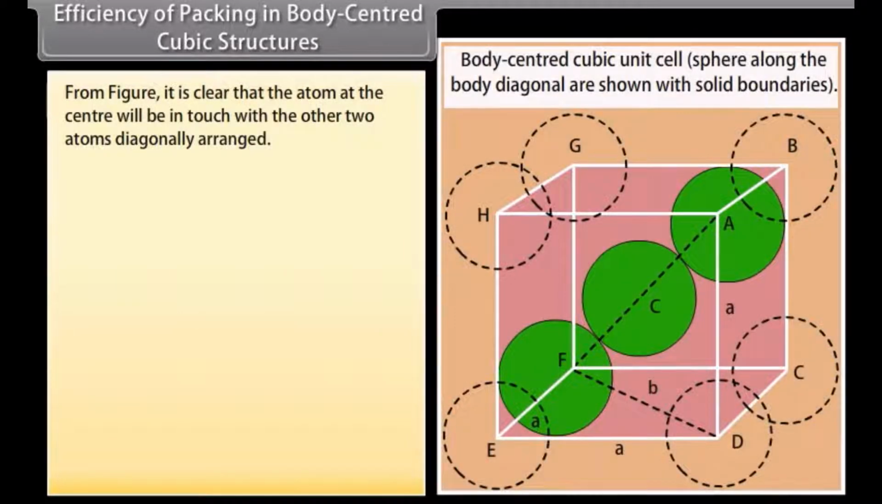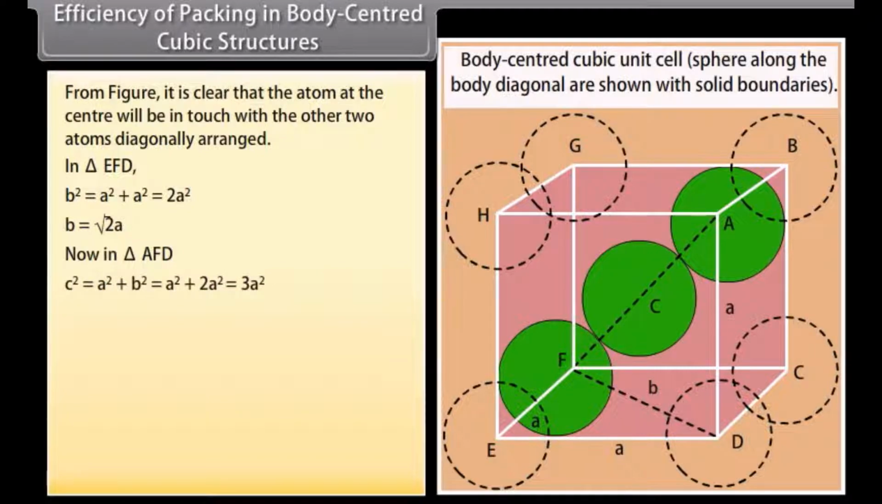Efficiency of packing in body-centered cubic structures. From the figure it is clear that the atom at the center will be in touch with the other two atoms diagonally arranged. In triangle EFD, b squared is equal to a squared plus a squared, which is equal to 2a squared. b is equal to square root 2 a. Now in triangle AFD, c squared is equal to a squared plus b squared, which equals a squared plus 2a squared, which equals 3a squared. c is equal to square root 3 a.